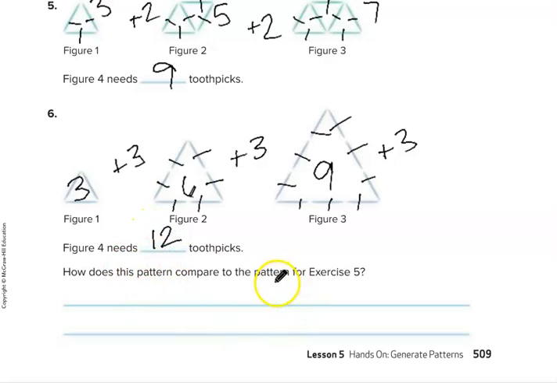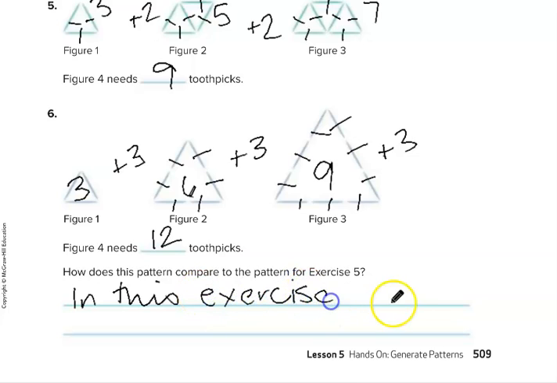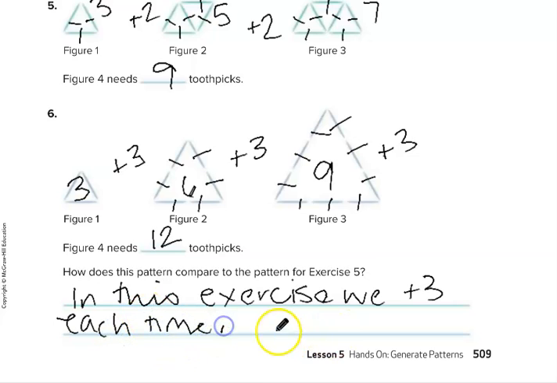How does this pattern compare to pattern 5? So we essentially are adding 3 each time here. In this exercise, we add 3 each time, whereas in number 5, we added 2 each time.